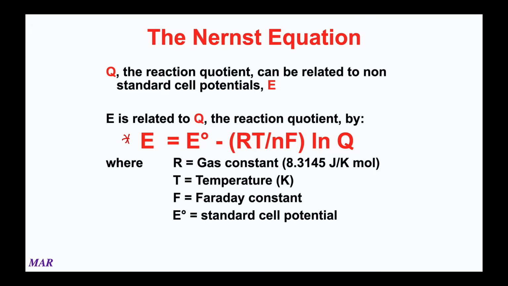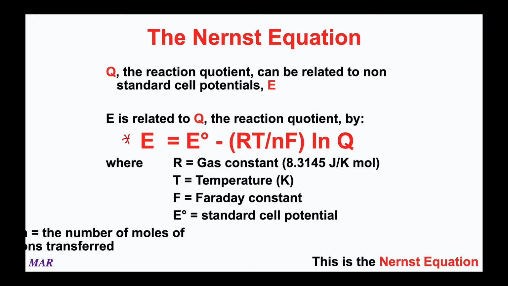Anyway, R is the gas constant, 8.3145 joules per mole Kelvin. T is, big surprise, the Kelvin temperature. F is the Faraday constant. E naught, again, is the standard cell potential. So you still need to figure out the standard cell potential, and we're going to compare it with this other stuff to find the non-standard cell potential. n is the moles of electrons transferred.